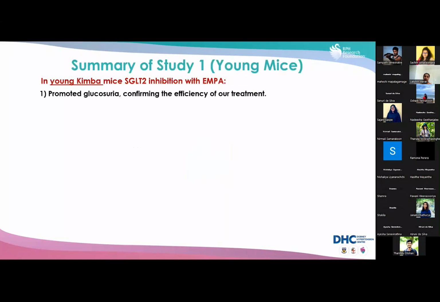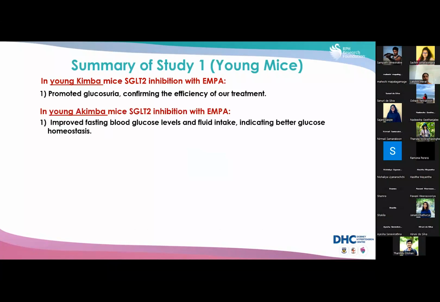So, the summary of our first study, which was the study looking at the effect of the SGLT2 inhibitor in the young cohort of diabetic mice. Firstly, we showed that in young non-diabetic Epstein-Barr mice, the SGLT2 inhibitor EMPA promoted glucosuria, confirming the efficacy of our treatment. And in the young Epstein-Barr mouse model, the SGLT2 inhibition with EMPA improved fasting blood glucose levels and also the fluid intake, indicating better glucose homeostasis in these animals.